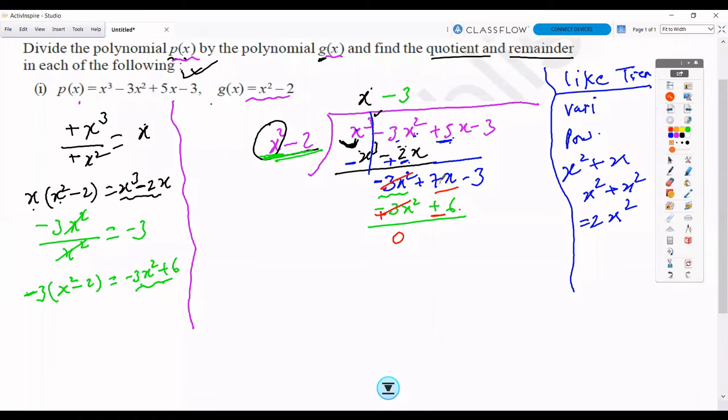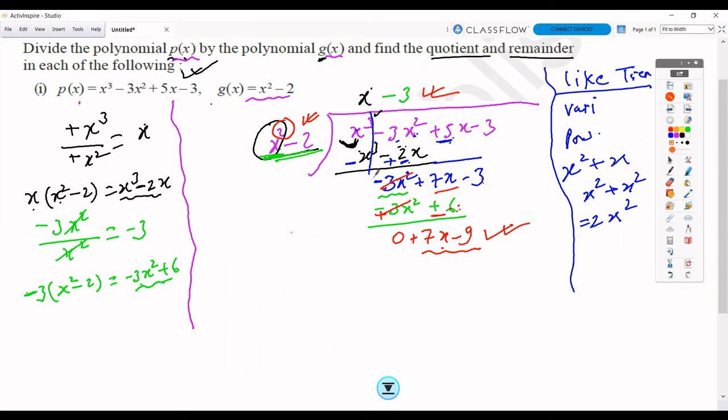So 7x we are going to keep as it is, so plus 7x. But 6 and 3 we can add or subtract. This depends on the sign of 3 and 6. Here the sign of 3 is minus and the sign of 6 is minus. So both will be added, minus 9. Now here we can see the divisor degree is 2 and the left is 1. 1 is less than 2. So this will be called a remainder. This will be called the quotient and this will be called the divisor.